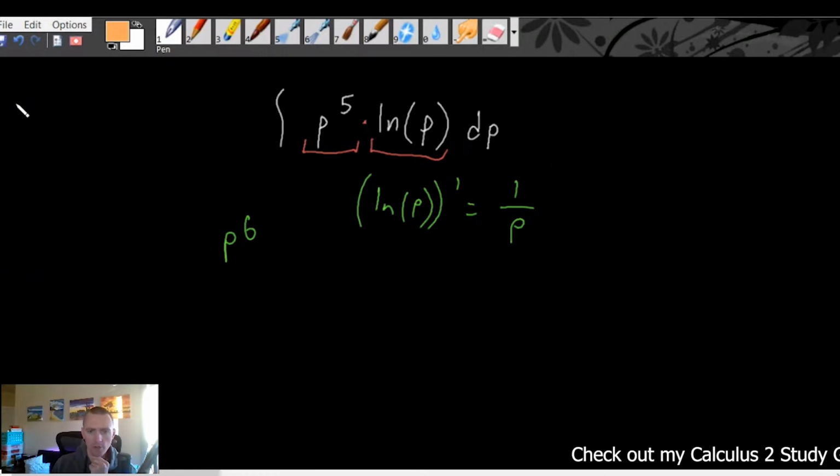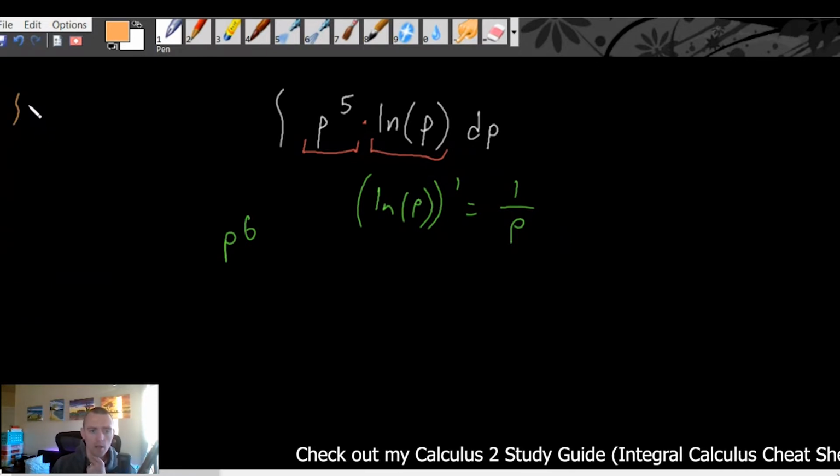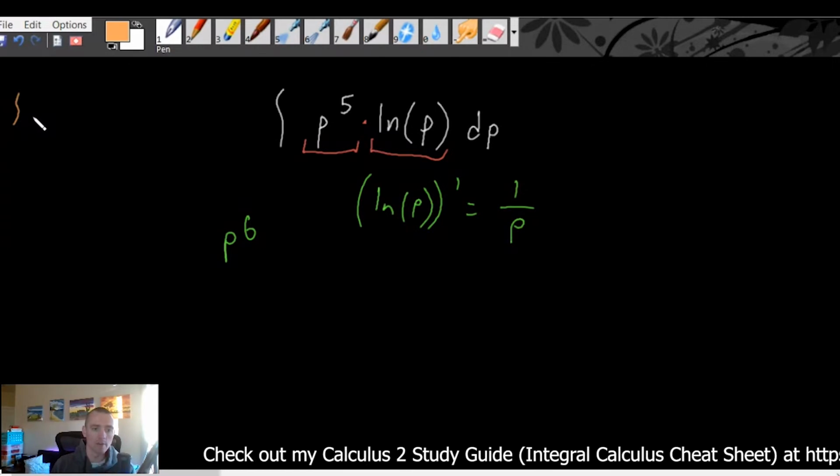So let's just start with the integration by parts formula first of all. Like I said, this formula is on my Calculus 2 study guide. So if you want to go grab that, there is a link down in the description where you can get more info on that.